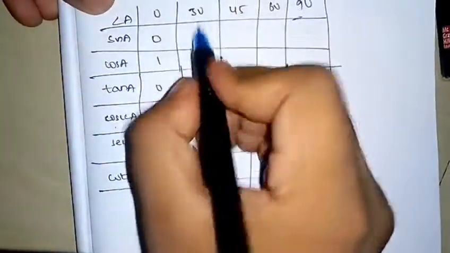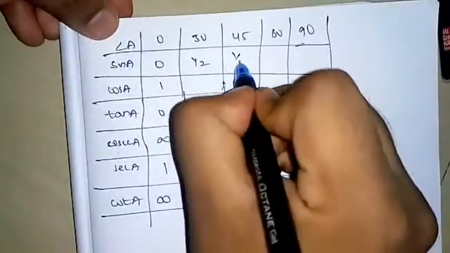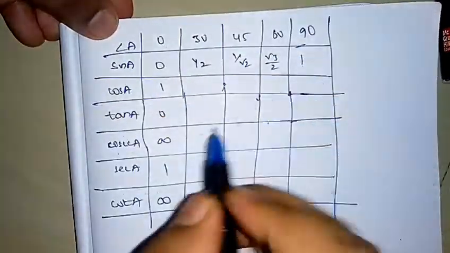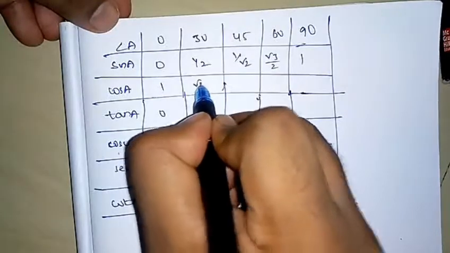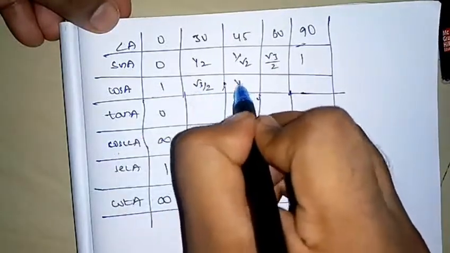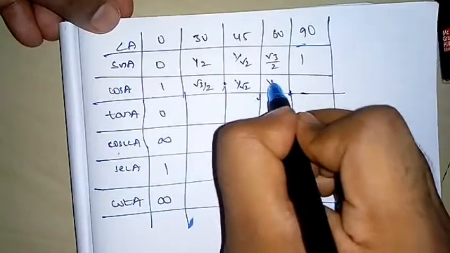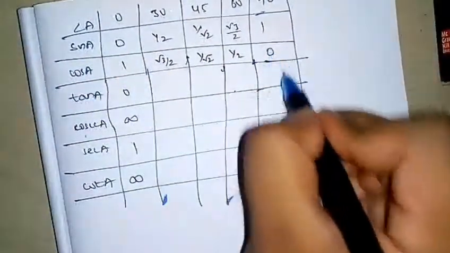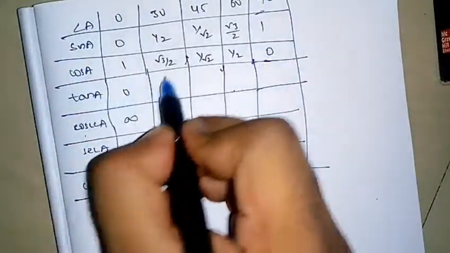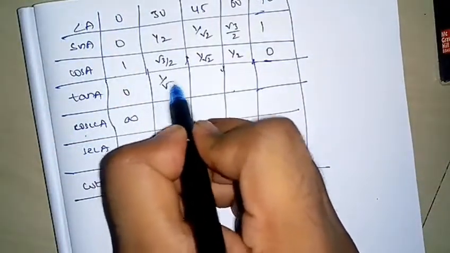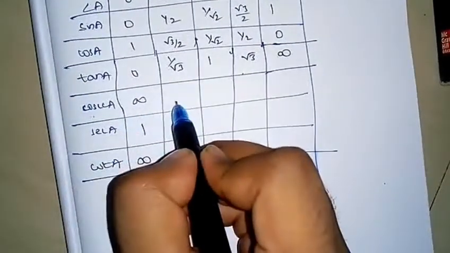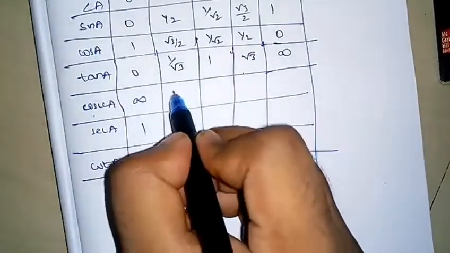Similarly, sin 30 is 1 by 2. Sin 45 is 1 by root 2. Sin 60 is root 3 by 2. Sin 90 is 1. Cos 30 is root 3 by 2. Cos 45 is 1 by root 2. Cos 60 is 1 by 2. Cos 90 is 0. Tan 0 is 0. Tan 30 is 1 by root 3. Tan 45 is 1. Tan 60 is root 3. Tan 90 is infinity. Cosecant 30 is 2.